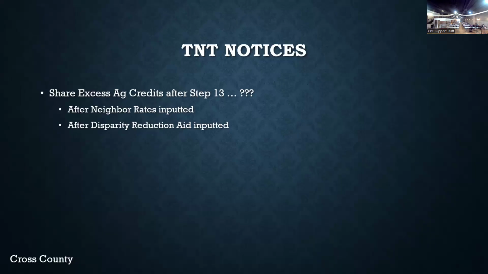That will happen in the spring, and we'll incorporate that here, because this is where you would share your ag credits after step 13 or so. After you've inputted your neighbor rates, after you've inputted your disparity reduction aid. Now, if you have excess ag credits, they do list. We didn't go through them this year, but there are some listings that go as you calculate accumulate list, and excess ag credits is one of them. So you can go do it separately, or you can just take that and share it.